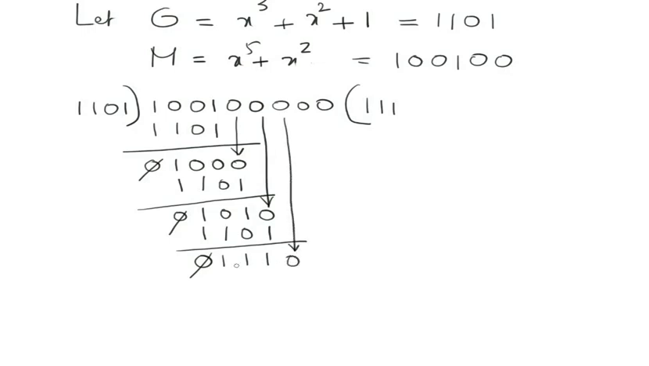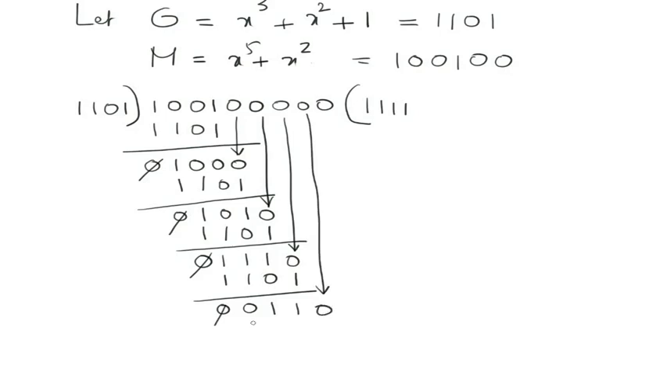Now the first bit is a 1. So again put 1 here. 1 into 1101 is 1101. Even number of ones is 0. Odd number of ones is 1. Discard the first 0. Bring the next bit down.